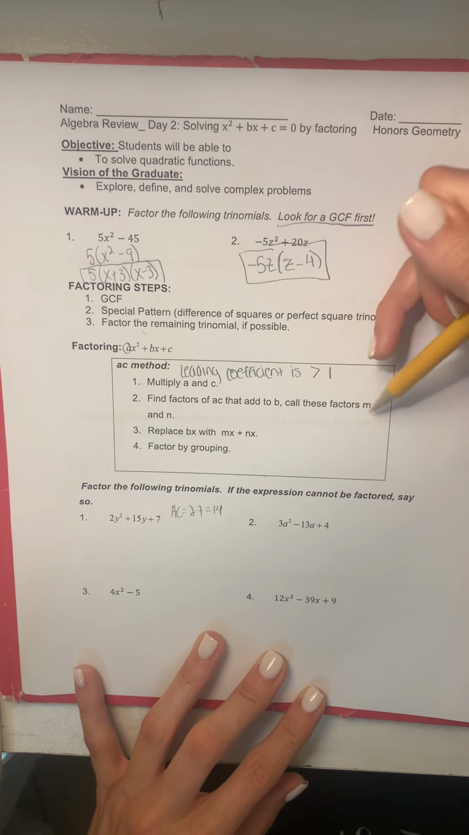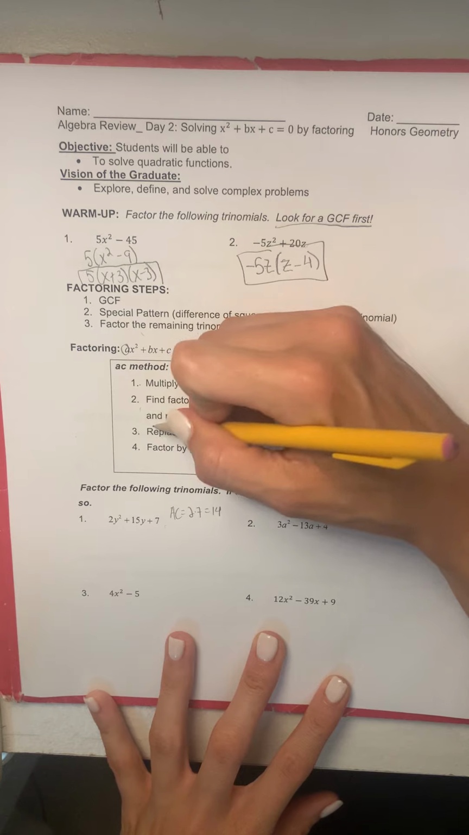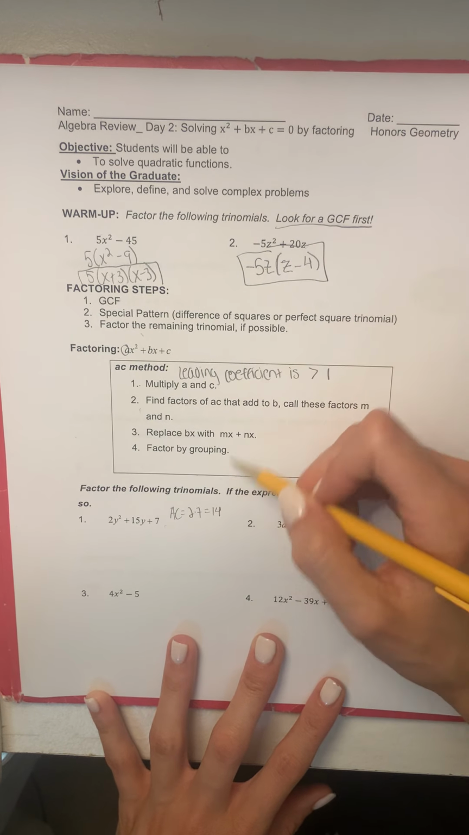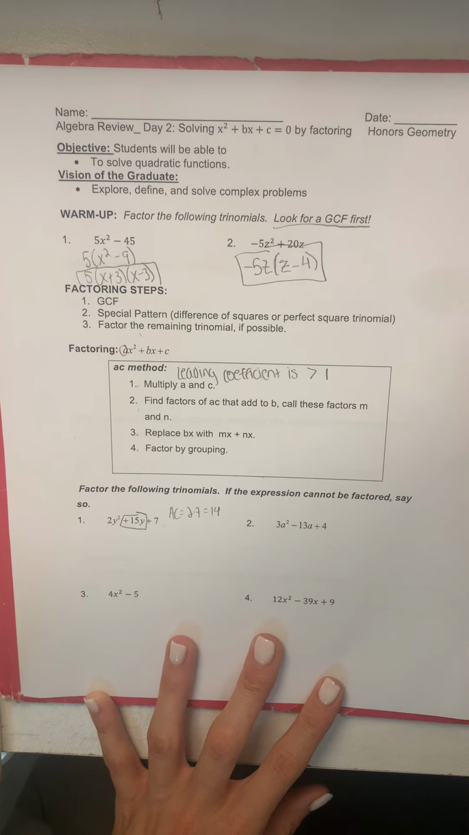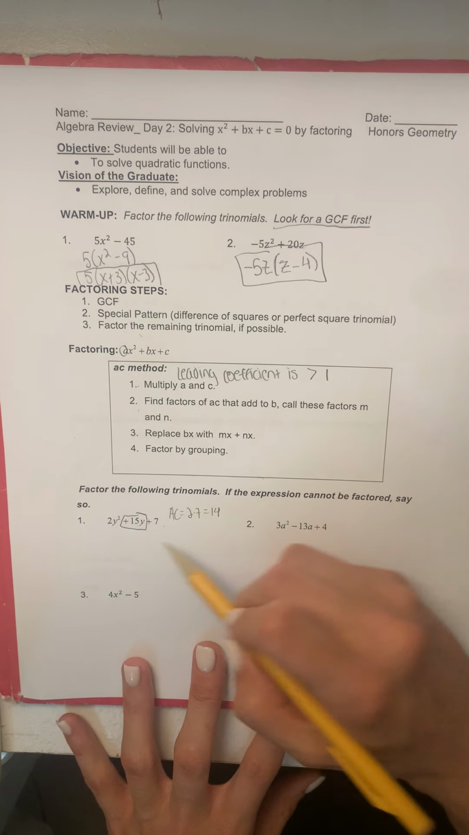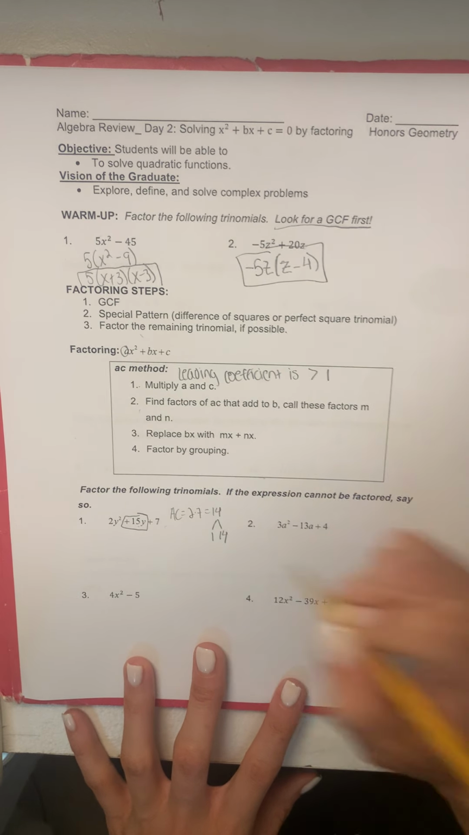Okay, now here I said call these factors m and n. You don't really need to do this, but I want you to pay attention to 2 and 3. The goal here is, whatever factors we're going to use, we're going to replace the middle term with those two factors. Okay, so we want to find two numbers that add to 15 and multiply to 14, and that's going to be 1 and 14.